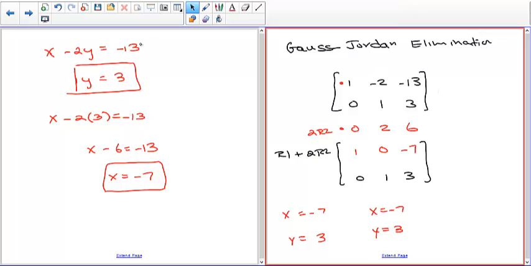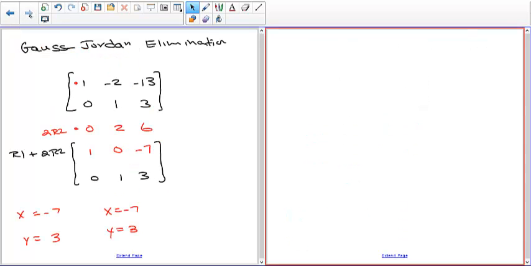Now when you have 3 by 3 matrices, you have to do more. You have to get zeros in this upper right hand corner, which consists of three elements instead of just one element. Okay, so that's Gauss-Jordan elimination. Now the next one is going to be finding the inverse of a square matrix.